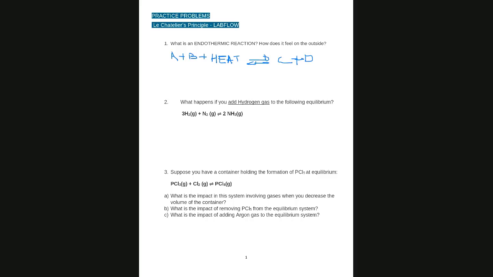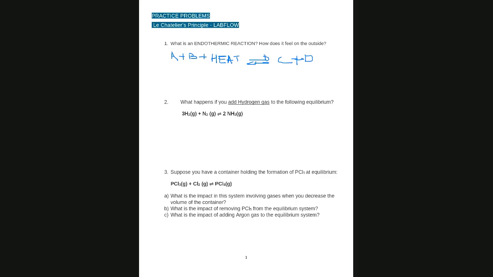What happens, and this is an important question. You will need this for lectures as well, actually. What happens if you add hydrogen gas to the following equilibrium? So let's pay attention a little bit to the reaction. First, we have to look at the phases. Hydrogen is gaseous, nitrogen is gaseous, ammonia is gaseous. So we have a gaseous system.